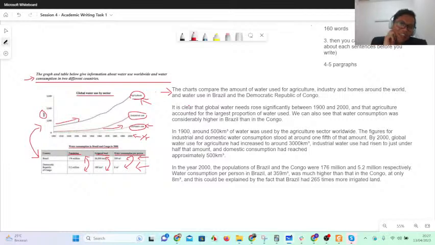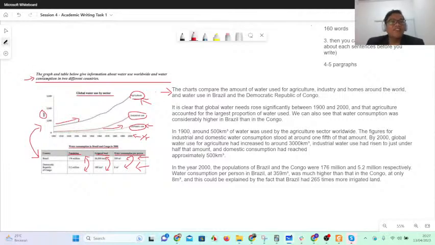So let's read the introduction here. The charts compare the amount of water used for agriculture, industry, and homes around the world, and water use in Brazil and the Democratic Republic of Congo. Now, first things first, just to show you how this is going to be a recurring theme. Like I said in the previous session as well, IELTS loves paraphrasing, and in writing, it's your turn to paraphrase.